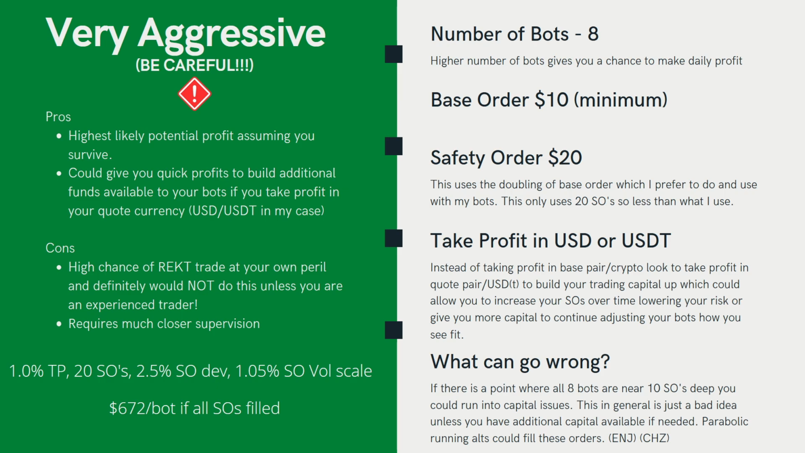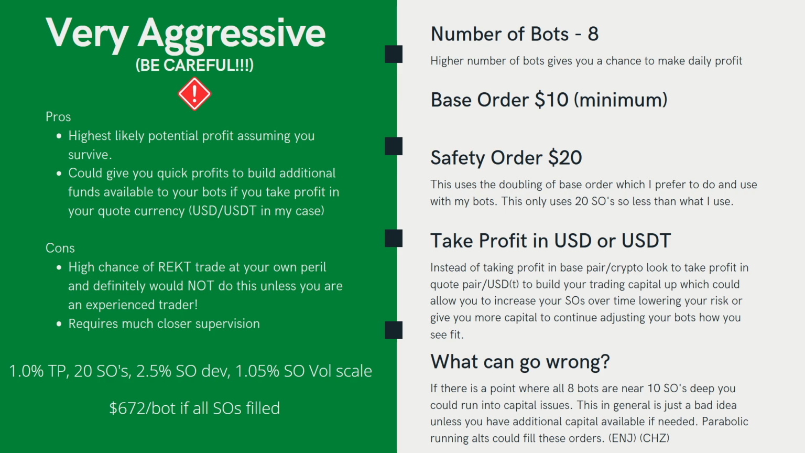So what can go wrong? Well, in this point, again, there are 8 bots, and if you get 10 safety orders deep, you could run into problems. This is really a bad idea unless you have, and I really strongly encourage people to have, additional funds available on the side in case it's needed. Don't put all your capital to work, especially if you're brand new to this.